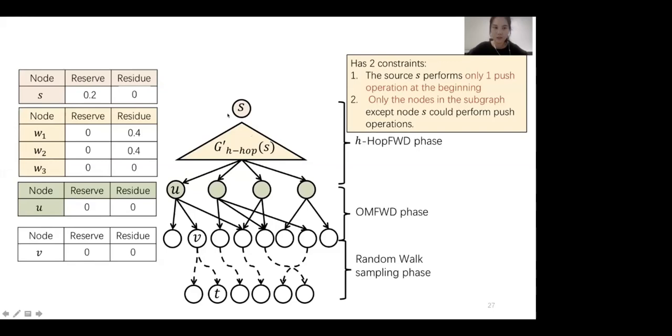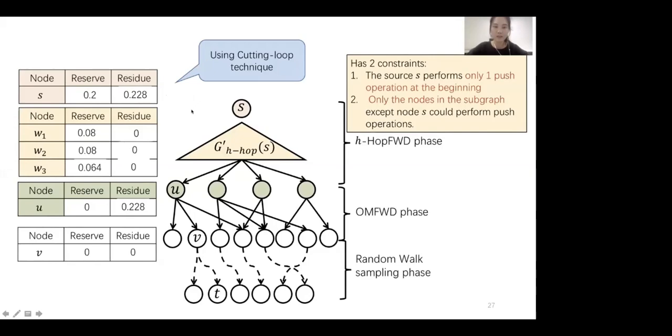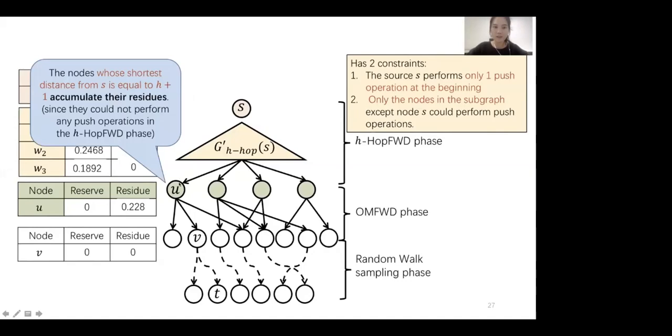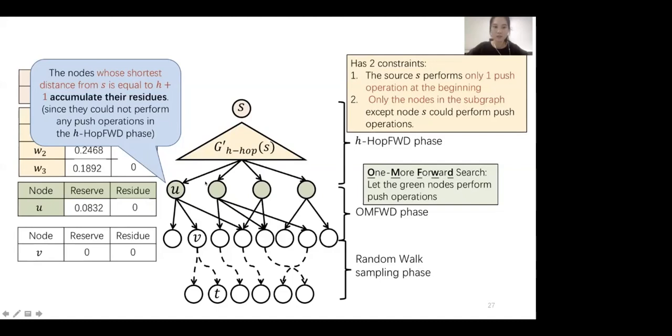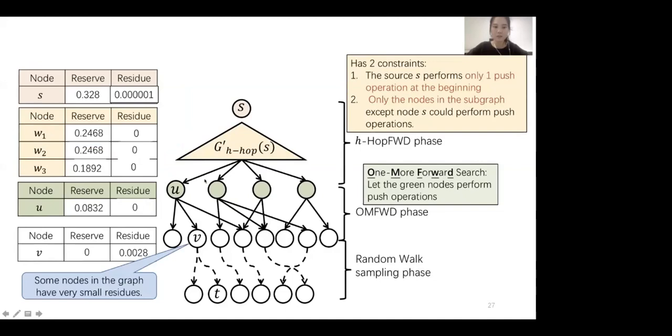Here is the process of this phase. Until the residue of the source node cannot be updated again, we use the cutting loop technique to update the reserve and residue in the subgraph. Next, after this phase, some nodes accumulate their residues. They are highlighted in green. They could not perform any push operation in the first phase. So in the second phase, we let the green nodes perform push operations further. Here is the process of this phase. After this phase, some nodes in the graph have very small residues. So we do random walk sampling from those nodes, generating random walks from those nodes V to hit the target T.